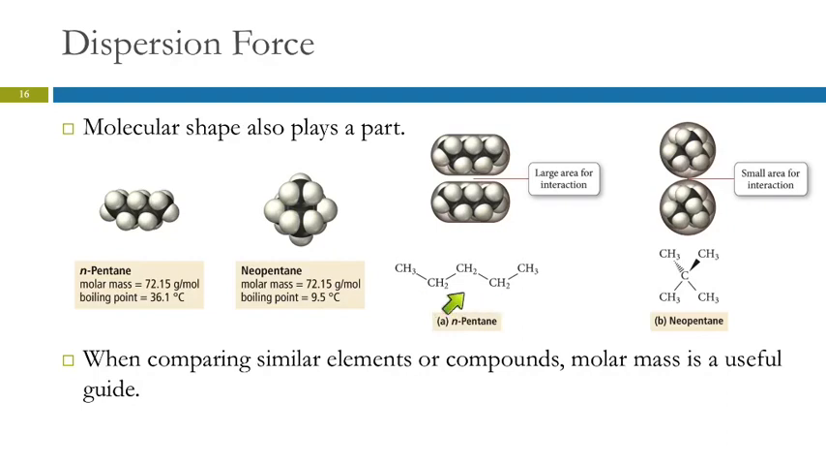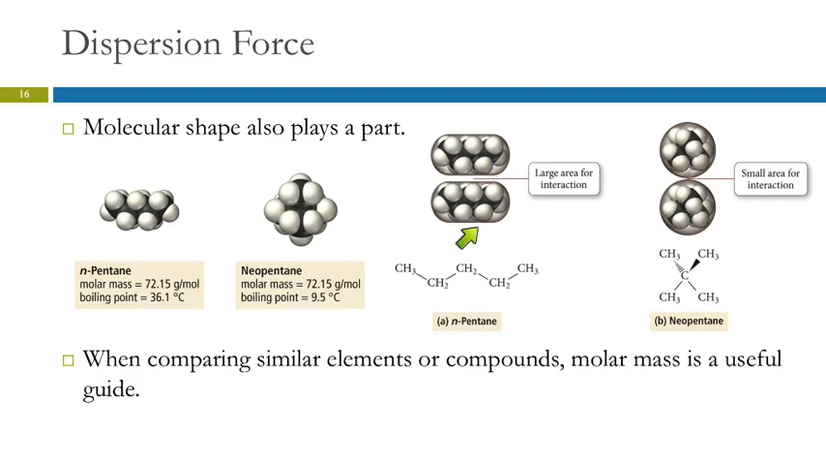So this is normal pentane. So the carbons are in a chain, and this is what's called neopentane, where all of the carbons are attached to one carbon in the middle. So this molecule is more spherical in shape, and this is more linear in shape. So these two molecules have a larger area where they can interact than these two spherical ones.